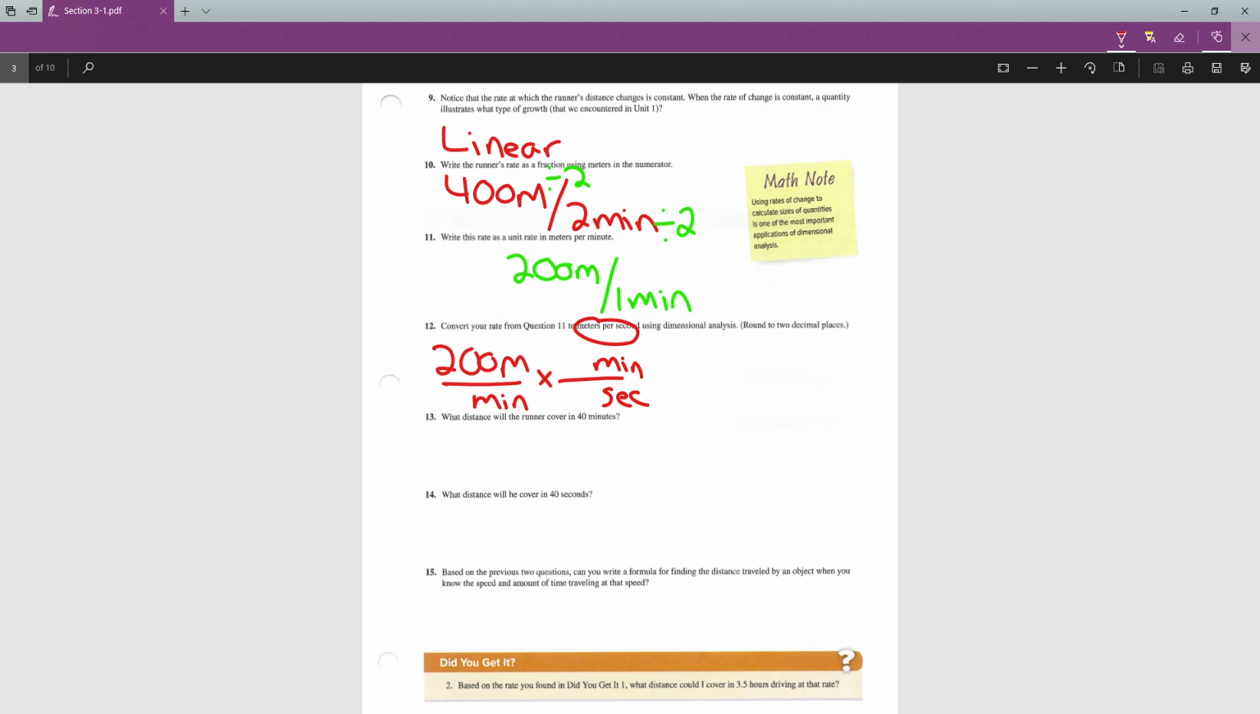What do I know about the relationship between minutes and seconds? I know that 1 minute is 60 seconds. My minutes cancel, and I will be left with meters per second. Go ahead and use your calculator, and you do get 3.33. We're rounding to 2 decimal places. And don't forget your label, meters per second.